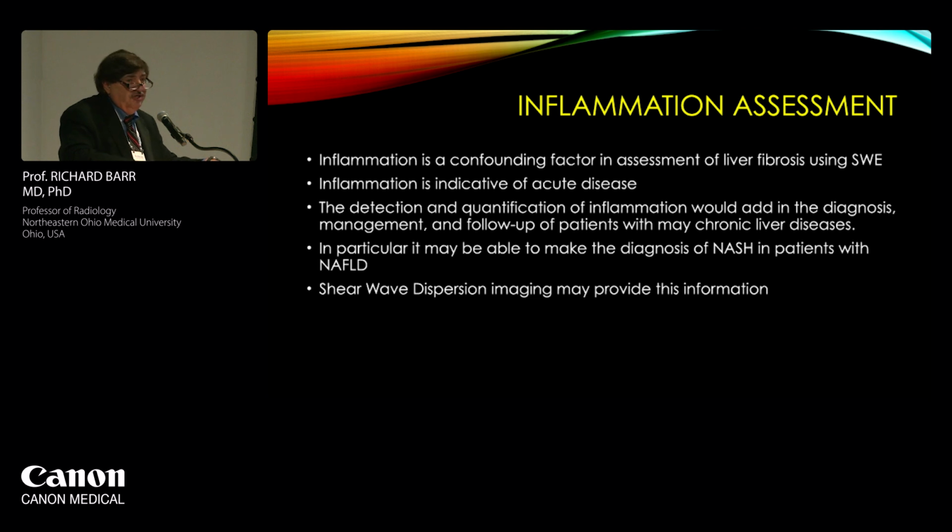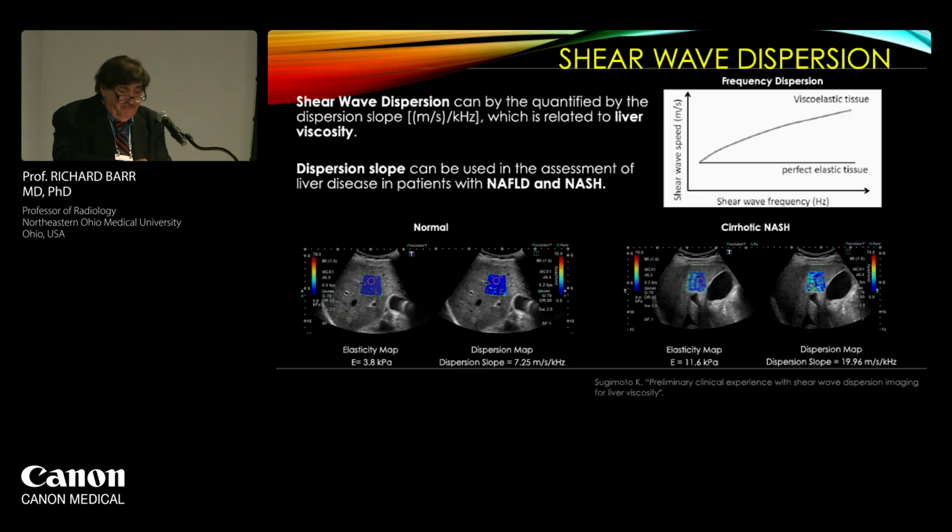But inflammation is the bugaboo that we've had for a long time. We don't know how to do this. So it is a confounding factor in liver fibrosis, so we do see elevation of the shear wave speeds with this. It's indicative of acute disease. And again, ideally, we would like to do this. So the question is, can dispersion slope, which is measuring the shear wave speed at different ultrasonography pulse frequencies, be helpful?